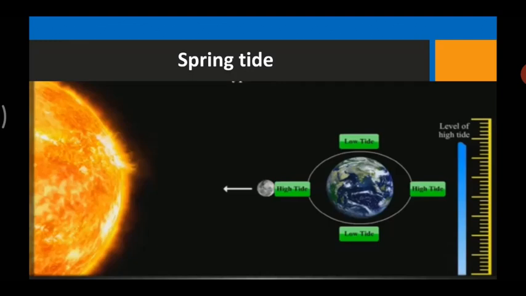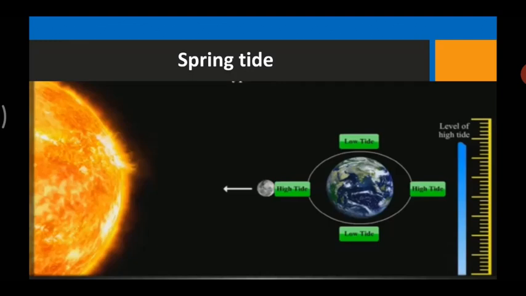So it goes to the maximum. Can you see the level there? It's very high. When it goes to the maximum, you can see the level of high tide. There it is known as the spring tide. Okay, then it is called the spring tide.